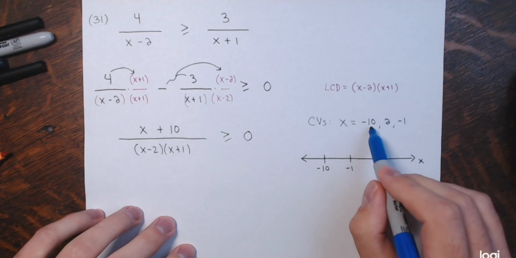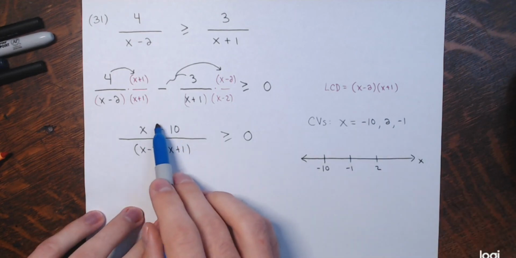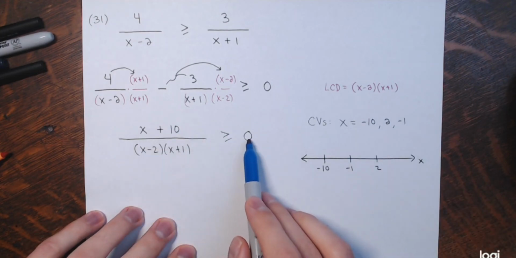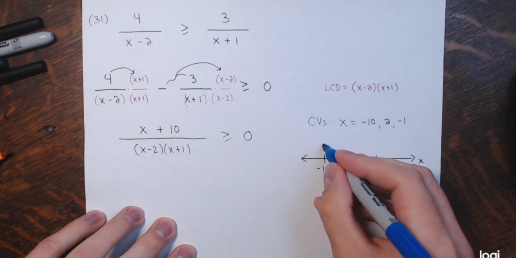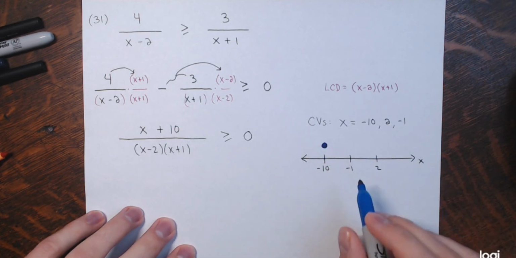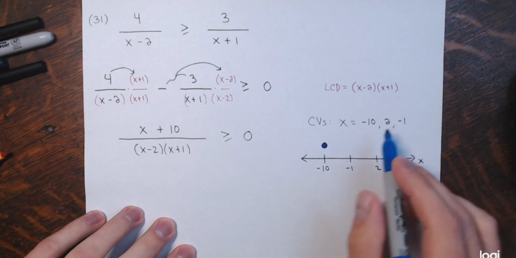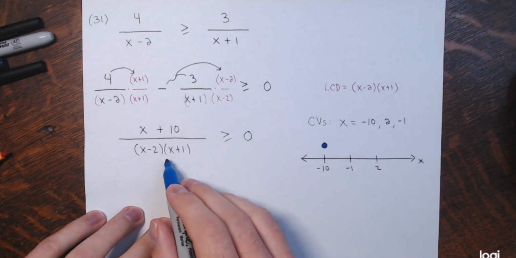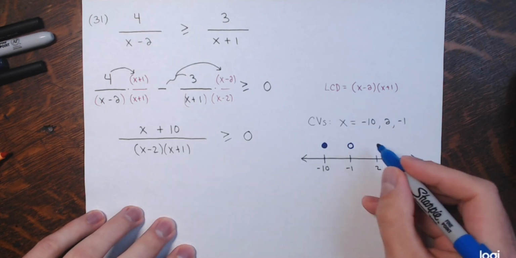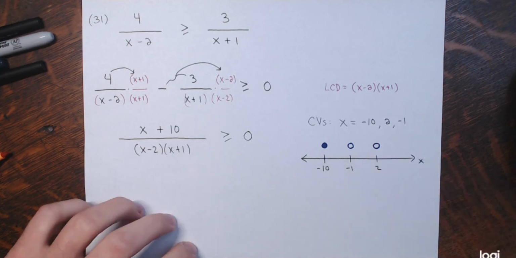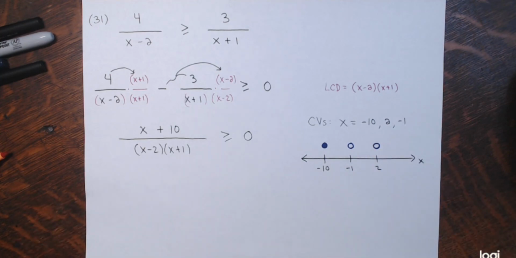Now negative 10, when I plug that in, 0 on the left is greater than or equal to 0. That's true. So negative 10 is a solution. But negative 1 and positive 2, those make the denominator 0. So those can't be solutions. Right? So open points on those. Can't have denominators of 0.